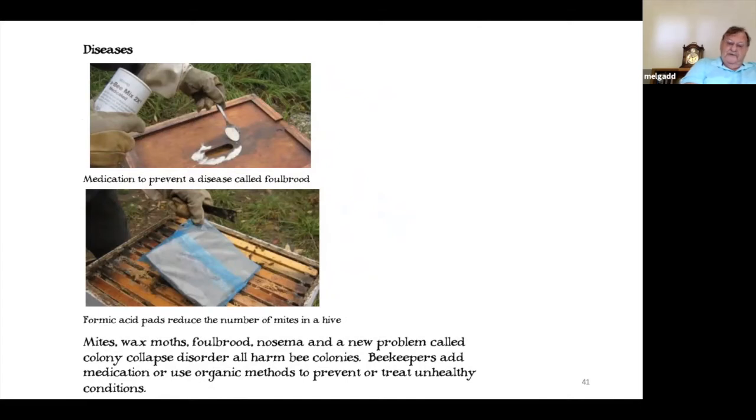There are some diseases that affect the bees, and people will use certain chemicals to treat them. Again, I don't do that at Drumlin. We've been experimenting with a lot of natural approaches to dealing with the problems.